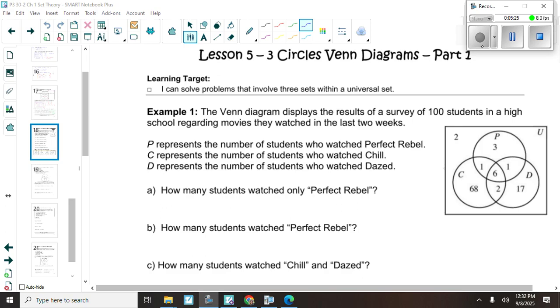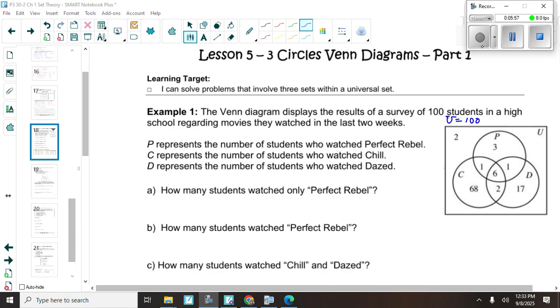Okay, and how to interpret some of the things, and then we're going to figure out how to fill one in. So they might give us a list of different numbers, and we need to know how to fill out our Venn diagram. Okay, so here's our example where we have a survey of 100 high school students regarding movies that they watched in the last 2 weeks. Okay, so I would just remind myself that I have 100 students.